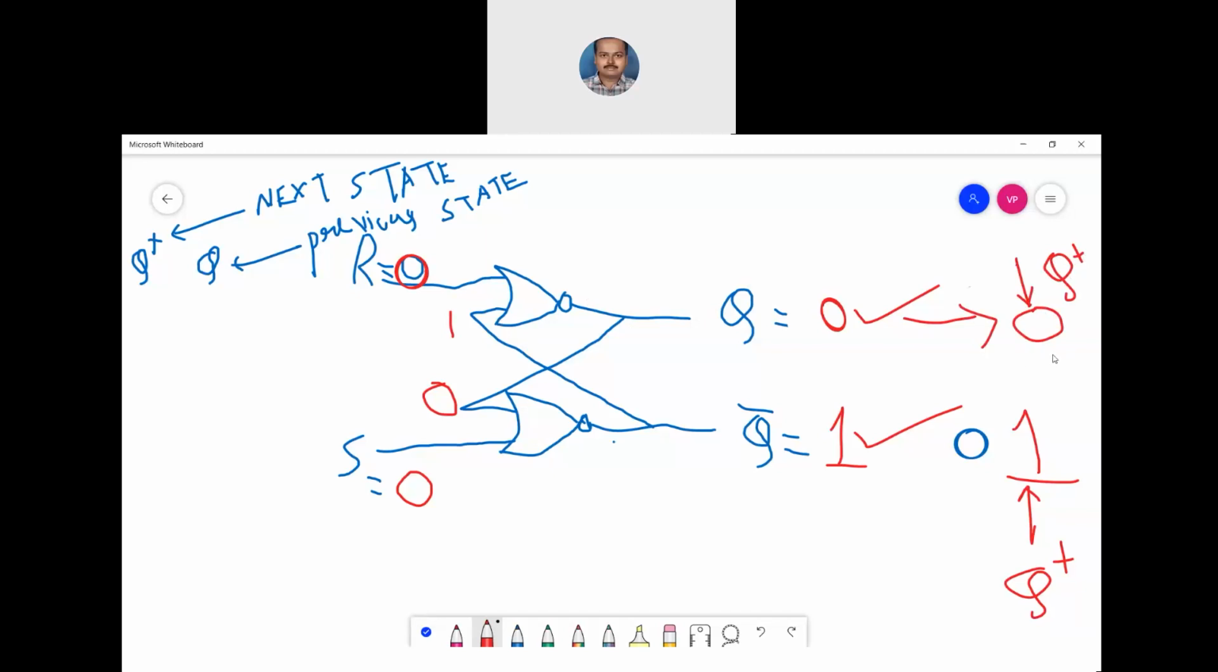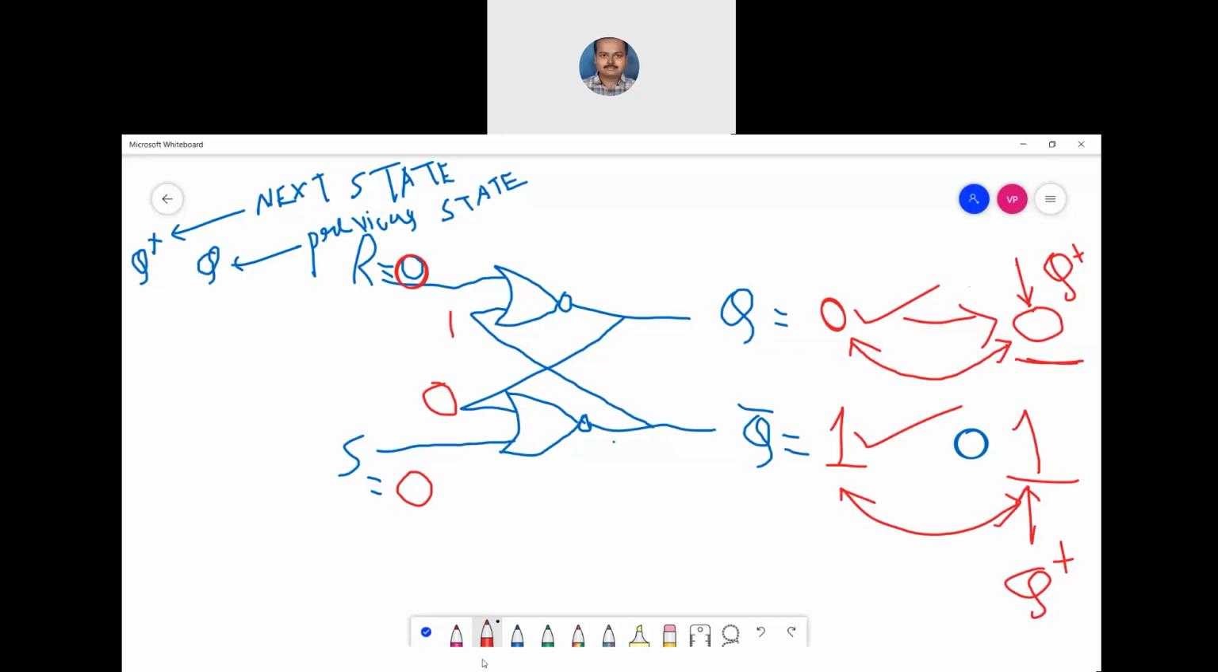And now when I apply the next input here, I can see the changes. Now this becomes the present state. You understand the difference between the previous state, the present state, and the next state, right? So the next state is still equal to 0 here. The previous state was 0, the next state is equal to 0. Similarly for Q bar, it is still equal to the previous state. We understood this one, right?